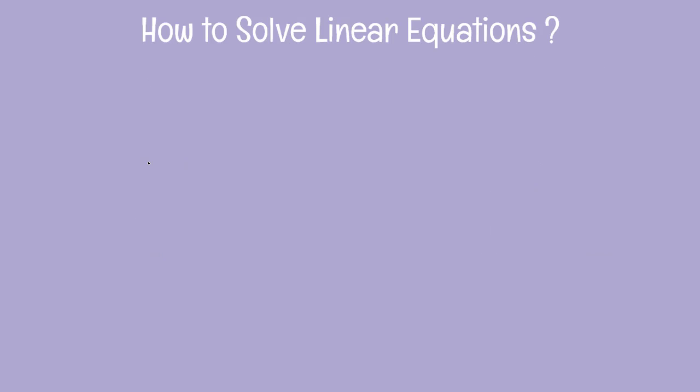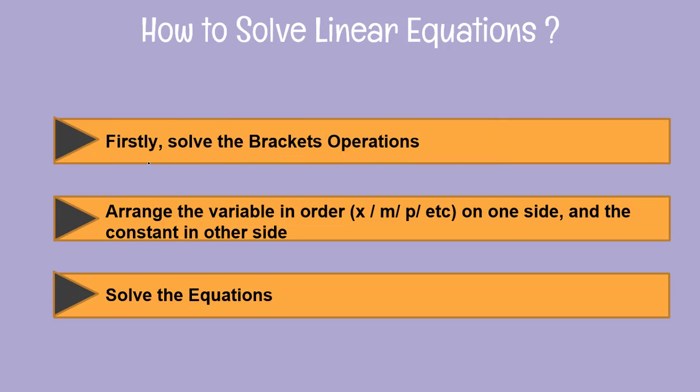So how to find the value of the variable of a linear equation? Basically there are 3 steps. Firstly, you have to solve the bracket operation first. And next, you have to arrange the variable, like x, m, p, or etc., on one side and the constant on the other side. And the last, you can solve the equation.